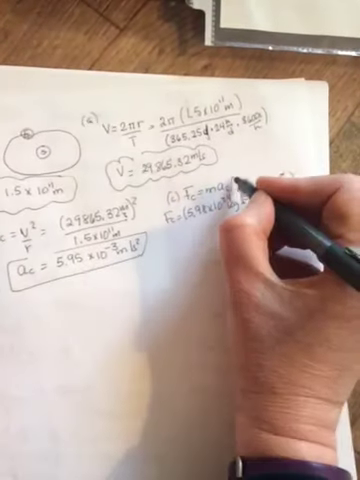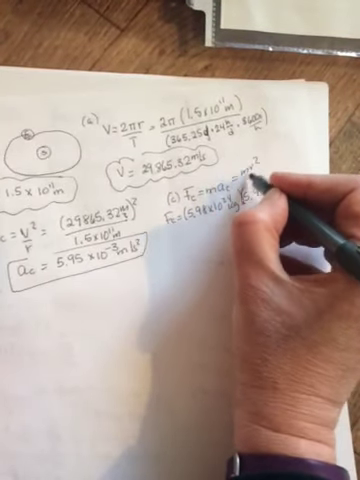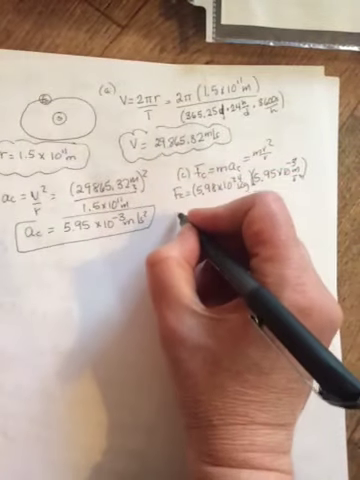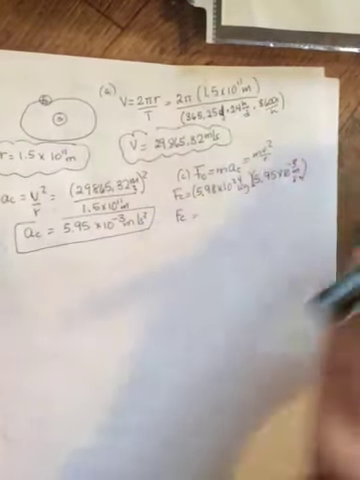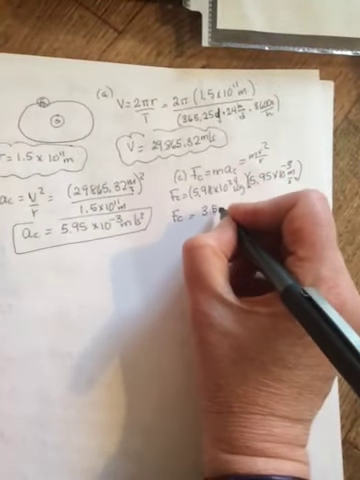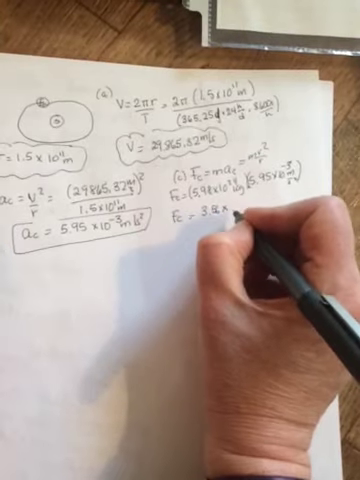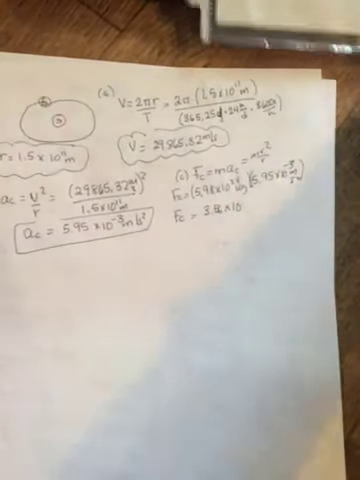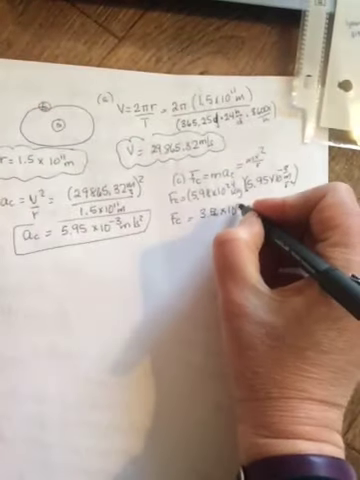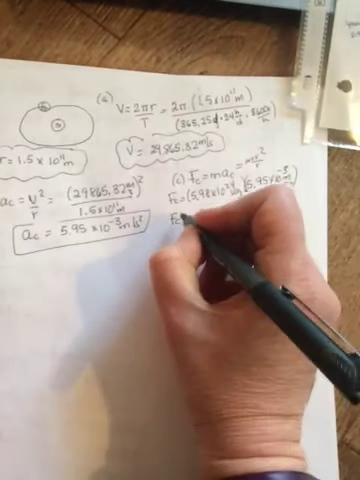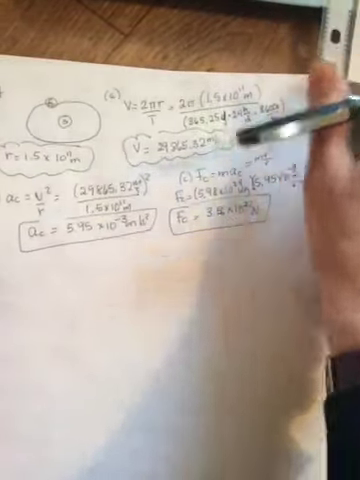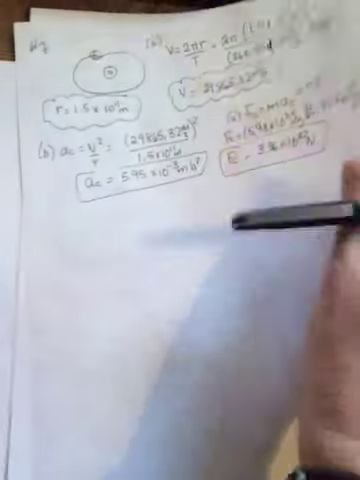Now you could have also done mv squared over r. It's just that we already did the v squared over r, so just to save a little bit of time. And when you do this, you should get 3.58. But that's really a 3.56 times 10 to the 22 newtons. That's a fair bit of force. Okay, so that's your FC. All right, that was number 7.